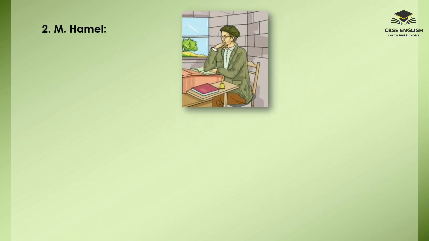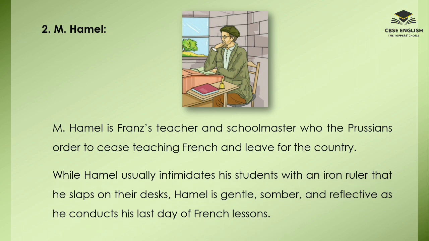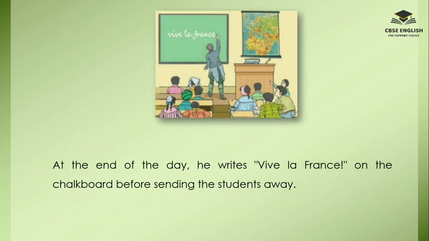Number 2, Mr. Hamel. Mr. Hamel is Franz's teacher and schoolmaster who the Prussians order to cease teaching French and leave the country. While Hamel usually intimidates his students with an iron ruler that he slaps on their desks, Hamel is gentle, somber, and reflective as he conducts his last day of French lessons. At the end of the day, he writes "Vive la France" on the chalkboard before sending the students away.